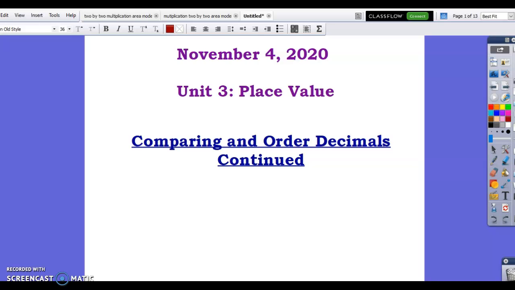Hey guys, happy Wednesday. Today is November 4th, 2020. We are still continuing on with our Unit 3 place value. And today we are comparing and ordering decimals continued.